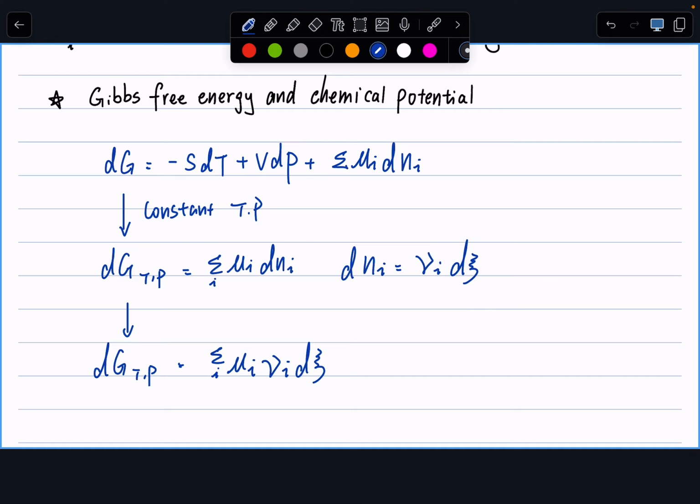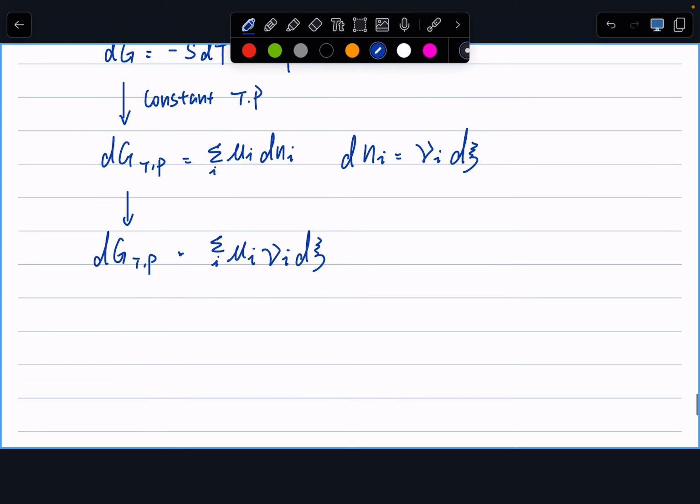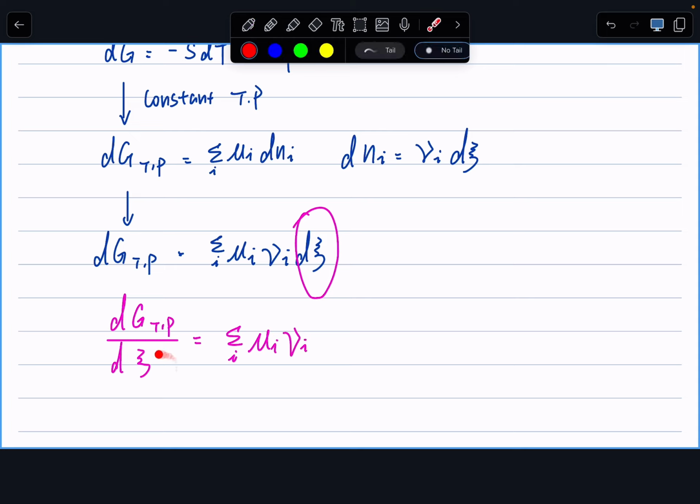Or the other way to put it, what we're looking for: if I move this term to the left, we have dG at constant T,P over dξ, the extent of reaction, equals the sum of mu_i times the coefficient. And we're looking for this term to become 0 at reaction equilibrium. We'll talk more about reaction equilibrium, especially the reactions of ideal gases, in our chapter 6. But for now, this is basically an introduction to terms and for you to get familiar with using the stoichiometric coefficient and also the extent of reaction ξ.